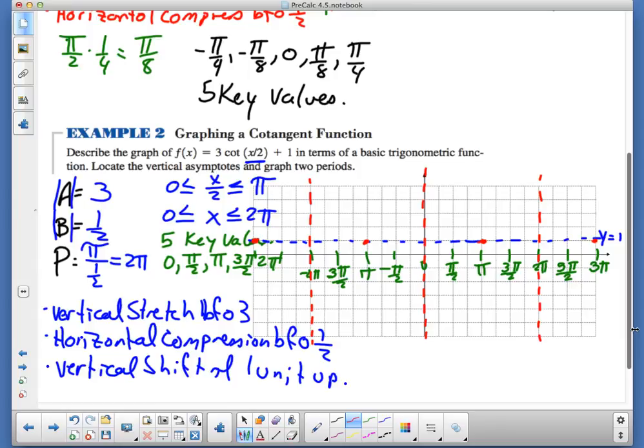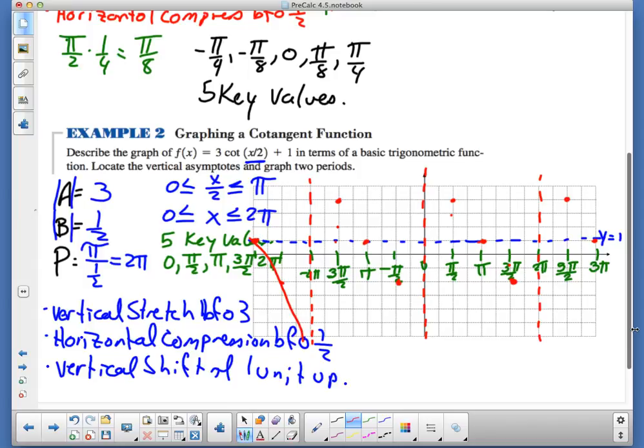I'm going to be looking at the idea that instead of 1, I'm going up 3. So it's 1, 2, 3. And instead of just negative 1, I'm going down negative 3. 1, 2, 3. So over here, 1, 2, 3. Back over here, 1, 2, 3. And I'm over here, 1, 2, 3. And back over here, 1, 2, 3.